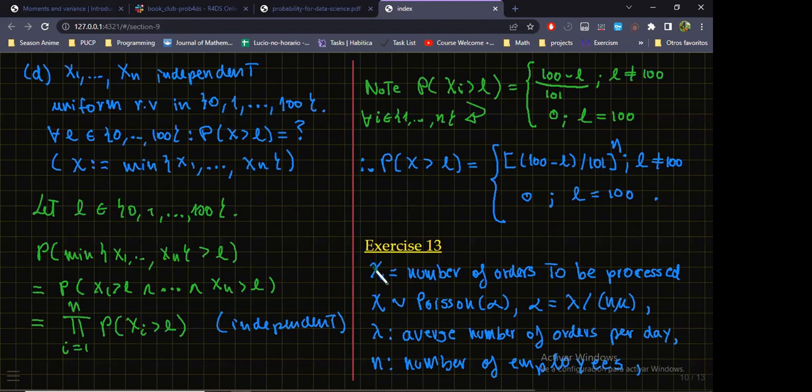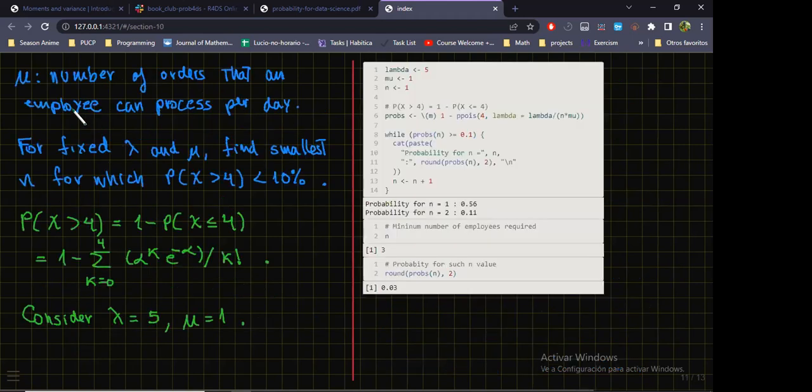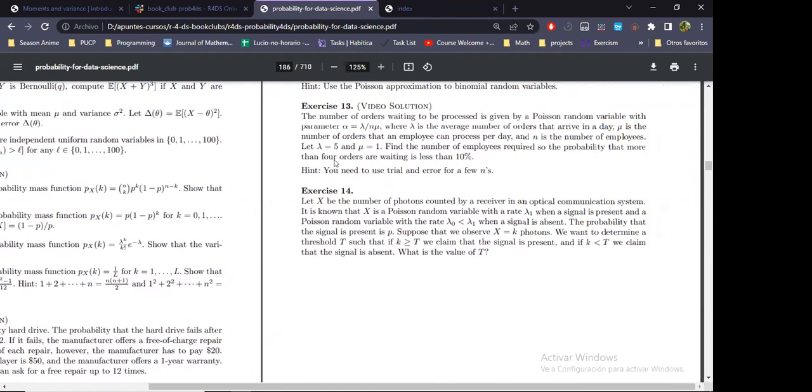We have a Poisson model. We are using a random variable X to label the number of orders to be processed, in a restaurant setting. Such a variable has a Poisson distribution with parameter alpha, where alpha is lambda, the average number of orders per day in the restaurant. N is the number of employees. Mu is the number of orders that an employee can process per day. If you fix lambda and mu, they want the smallest n, that is the smallest number of employees, so that the probability that more than four orders are waiting is less than 10%.